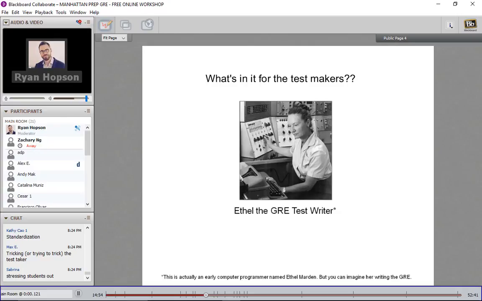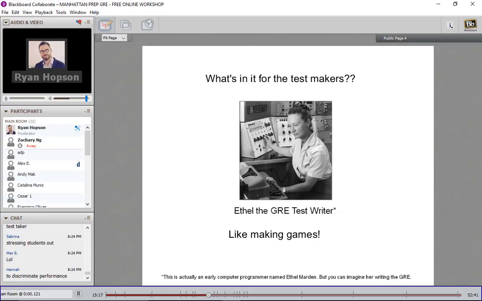I don't want to be so cynical as to say that's the reason they're doing it. I certainly hope that the test makers down at ETS are not a bunch of folks who are all just going, I can't wait to stress everybody out with these horrible questions. However, certainly that is part of what they're trying to do. Yeah, that's part of their goal, no doubt about it.